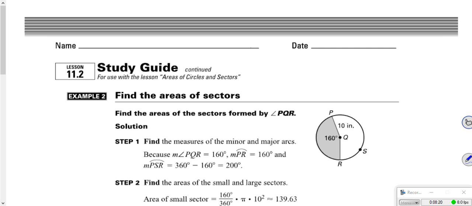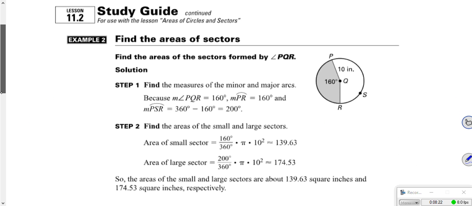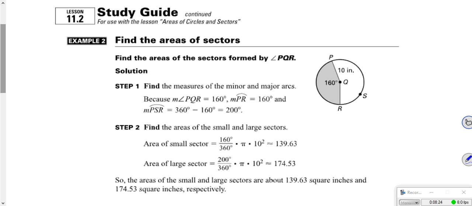Okay, back page. Find the area of the sector. Now, again, we've got this proportion thing going on, kind of like we did when we were talking about arc length in 11.1. So the area of our sector is going to be our intercepted arc over 360 times the area of the circle.